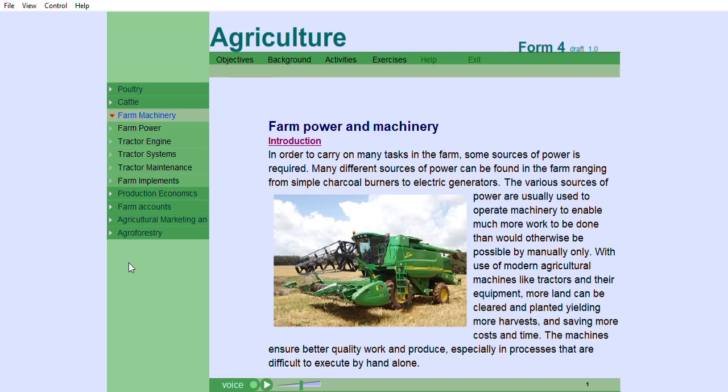With the use of modern agricultural machines like tractors and their equipment, more land can be cleared and planted, yielding more harvests and saving more costs and time. The machines ensure better quality work and produce, especially in processes that are difficult to execute by hand alone.